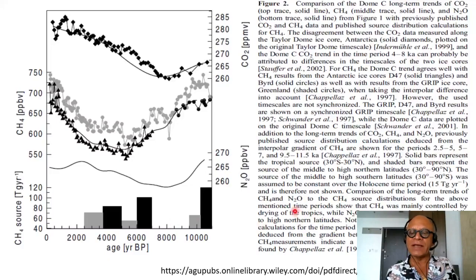Methane was mainly controlled by drying of the tropics, while N2O seems more related to the middle to high northern latitudes. Not shown are the source distribution calculations for the time period of 0.25 to 1 kiloyear, because tentative results deduced from gradient between Dome C and GRIP methane measurements indicate a different source distribution than found in this paper that's mentioned here. So depending on the period of the Holocene, you have different levels of tropical and mid-latitude to high latitude sources of methane.